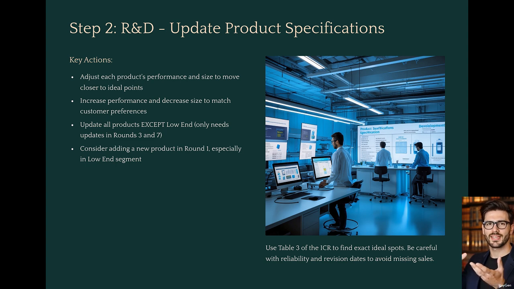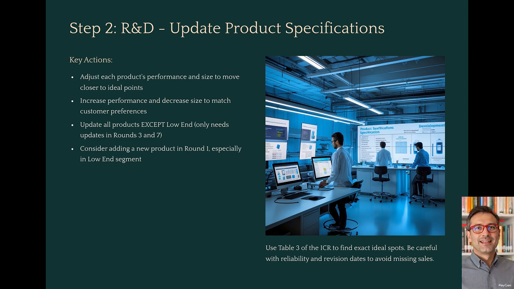If you want to win big, consider adding a new product in Round 1, especially in the low-end segment. This can double your market share in that category by Round 4. Keynotes for R&D: Use Table 3 of the ICR to find the exact ideal spots. Be careful with reliability and revision dates. Don't set the revision too late in the year or you risk missing sales.